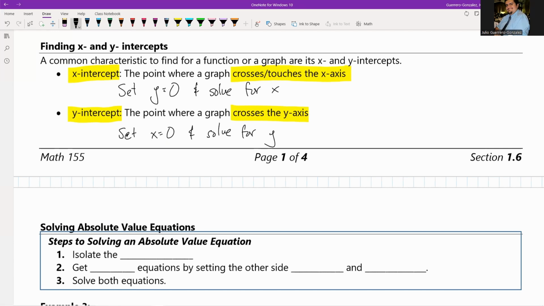Now, what we're going to do is try to find the x and y intercepts of our absolute value functions. And that's going to require us to solve an absolute value equation, okay? There are 3 steps. The first step for solving an absolute value equation is to isolate the absolute value bars.